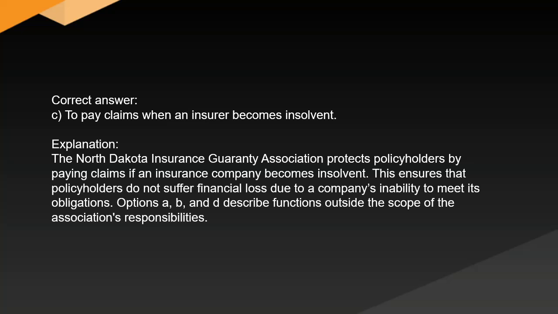Correct answer. C. To pay claims when an insurer becomes insolvent. Explanation. The North Dakota Insurance Guarantee Association protects policyholders by paying claims if an insurance company becomes insolvent. This ensures that policyholders do not suffer financial loss due to a company's inability to meet its obligations. Options A, B, and D describe functions outside the scope of the association's responsibilities.